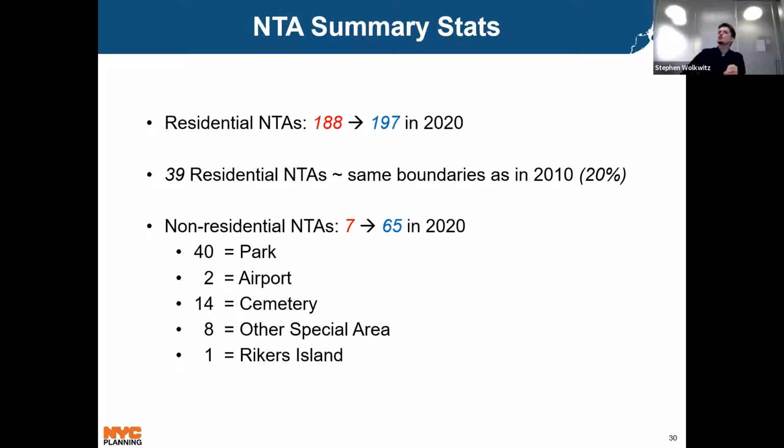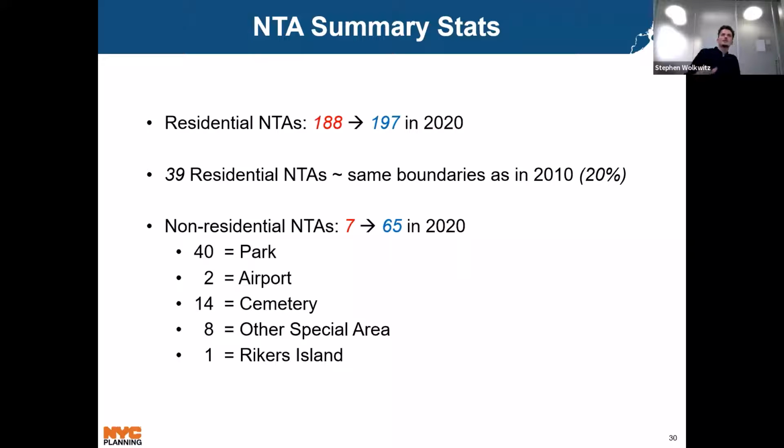Many of them differ by a tract or two, and a lot of it has to do with just the way the CDTA boundary changed as opposed to the PUMA previously. And so some NTAs may have buffed out or tucked in depending on which way the boundary went. But in many cases, we actually see those changes as improving the representation of the neighborhood that each NTA was trying to represent. So hopefully you agree that those are improvements.